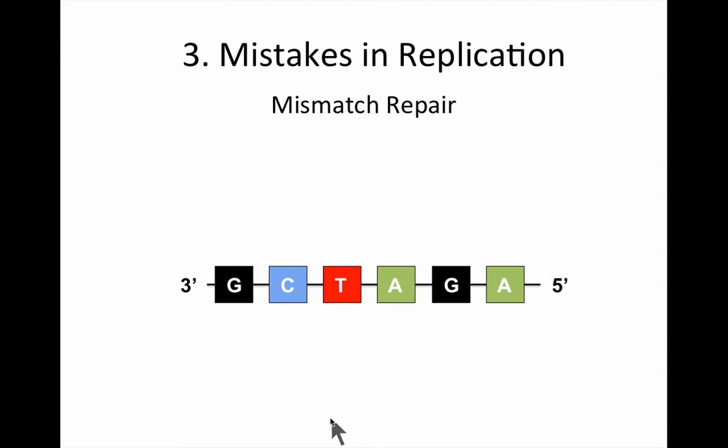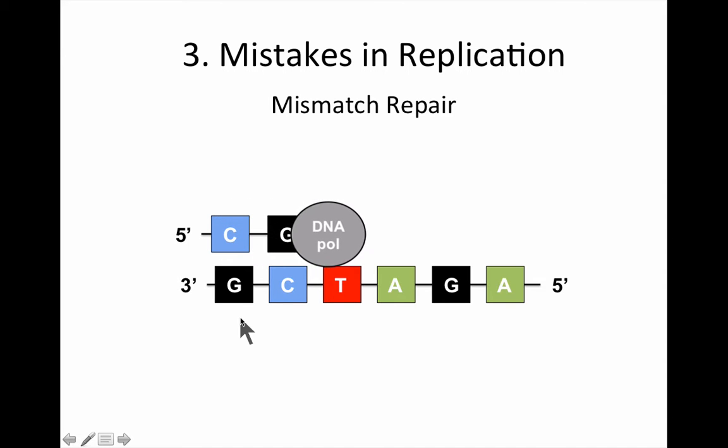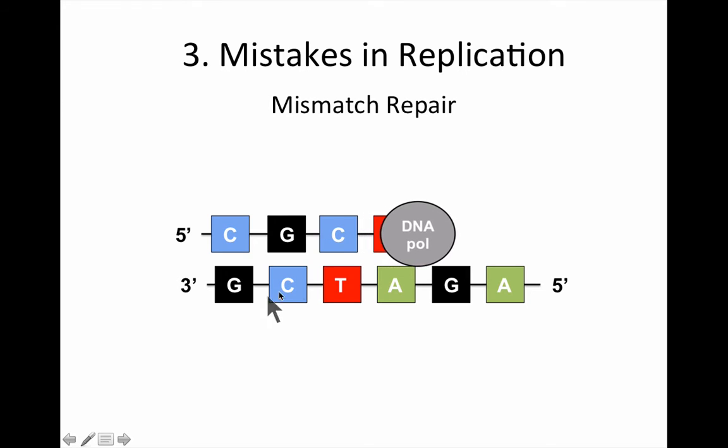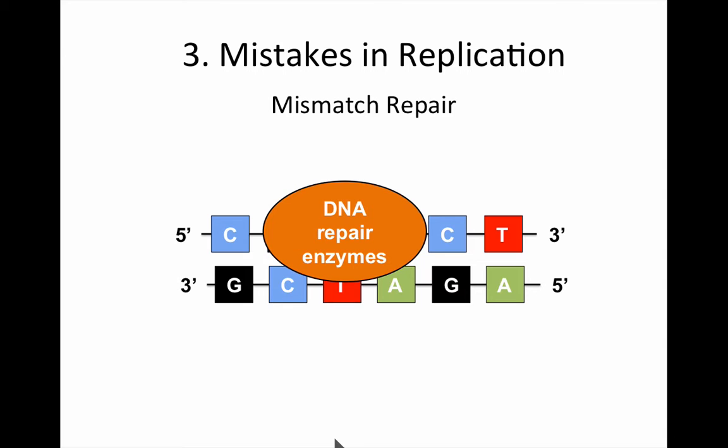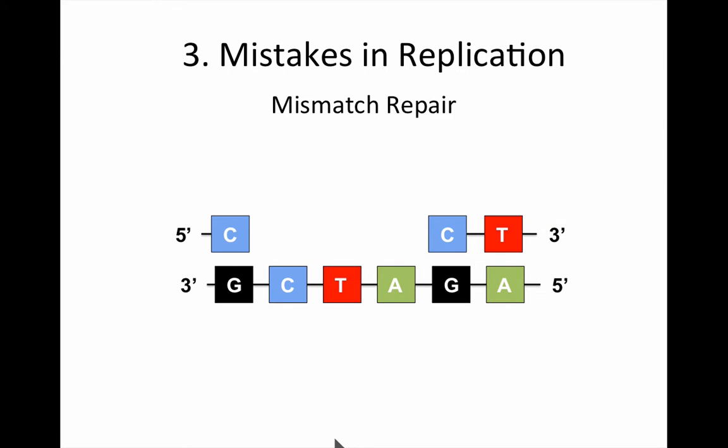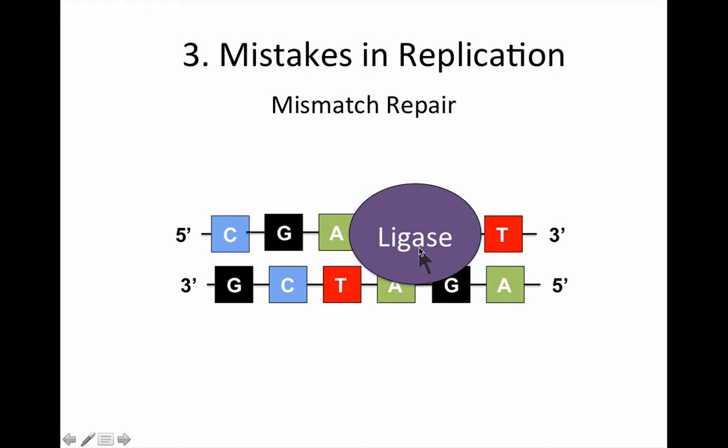Now let's consider mistakes made during replication that are not fixed by proofreading. So in this case, DNA polymerase is copying the DNA, and it inserts a C instead of an A, but this time it doesn't go back to fix it. It leaves the error in place. Mismatch repair functions to cut out the mismatched base along with several bases surrounding it. DNA polymerase will fill in the gap, and it once again leaves behind a nick that is sealed by DNA ligase.